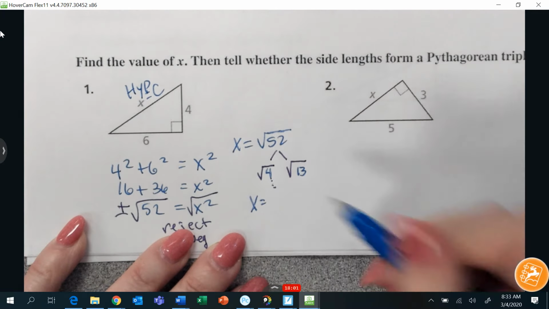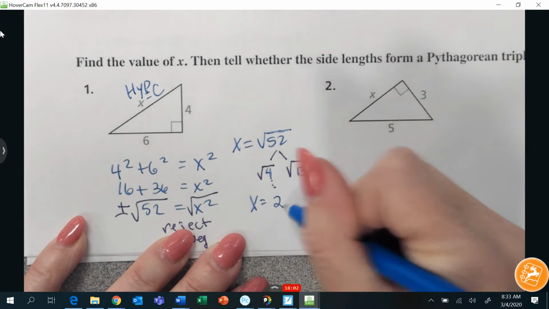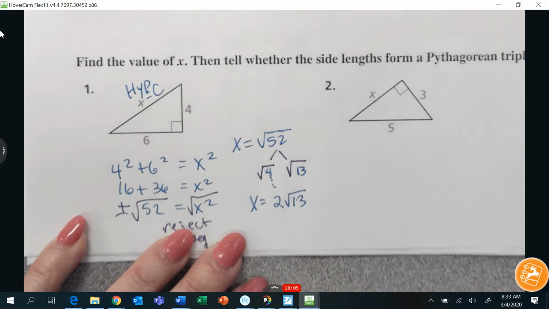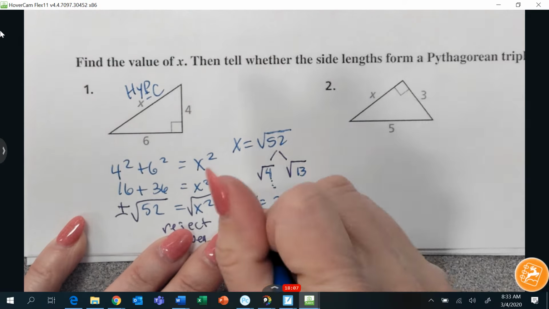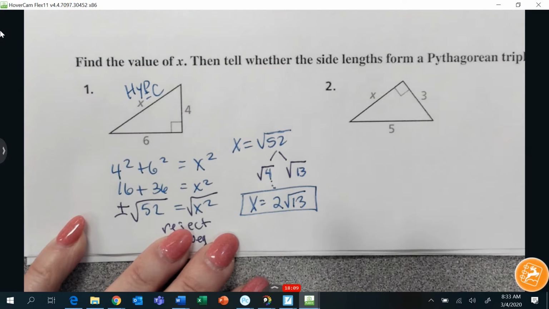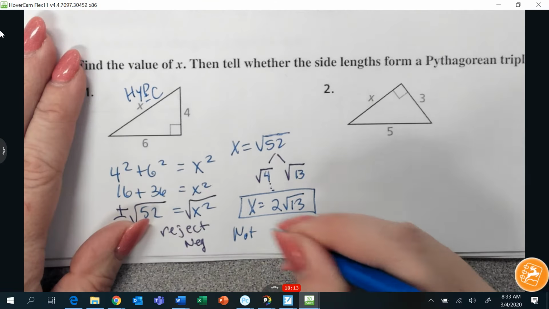So 4, the square root of 4 is 2. Then square root of 13, we don't know, so we bring it down. And that would be our answer. So these are not a triple.